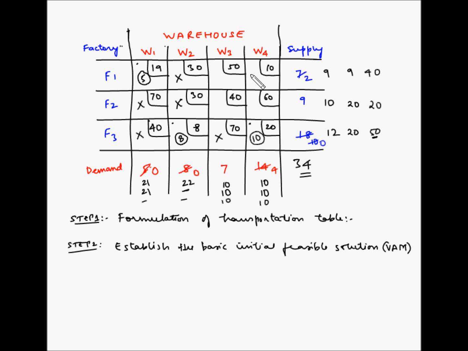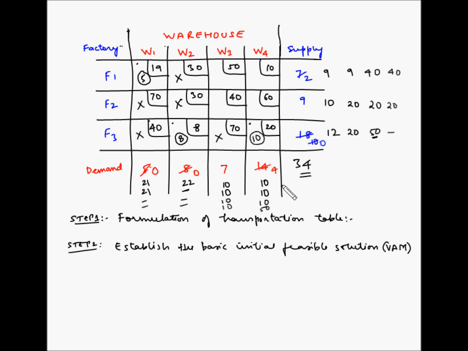Now let's again find out the opportunity cost for the remaining rows and columns. So for F1, the opportunity cost is 50 minus 10, which is 40. For F2, it is 60 minus 40, which is 20. We can ignore F3 because it has been completely allocated. Again, for columns, we can ignore W1, W2. In case of W3, it is 50 minus 40, which is 10. In case of W4, it is 60 minus 10, which is 50.